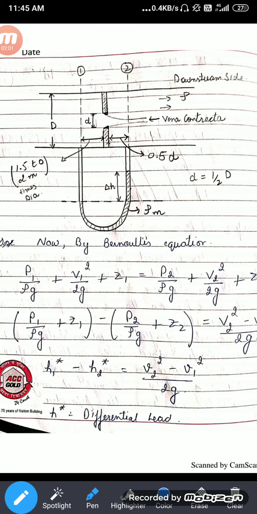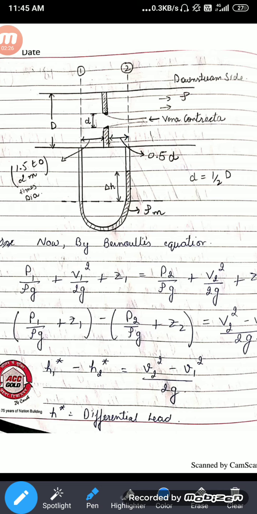Now, as in the case of the Venturi meter, we fit the U-tube differential manometer, where one end is connected to section 1 and the other end is connected to section 2. Section 2 is taken at the vena contracta, and the distance of this section 2 from the plate is 0.5 times the diameter of the orifice.